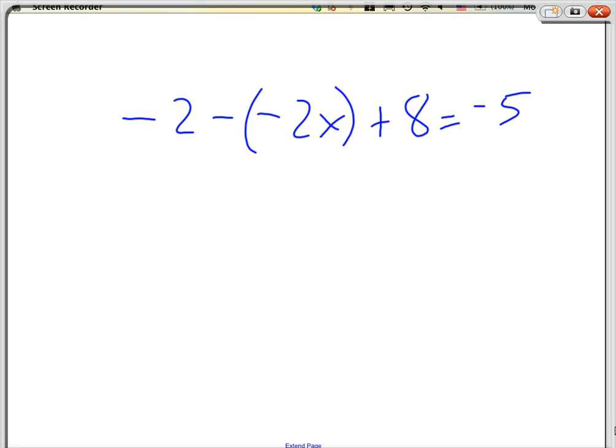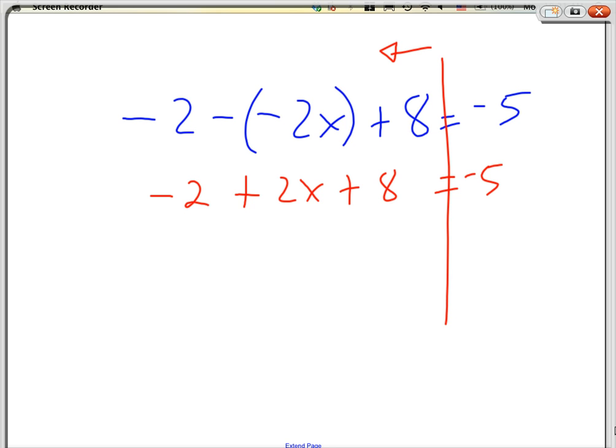So look at the left-hand side, right there. Is there anything here that we can actually clean up on the left-hand side? Yes, what is it? Change the negatives to a positive. Very good. Change both negatives into a positive, so I have -2 plus 2x now, plus 8. Still doesn't look as nice yet. Is there anything else we can do on the left-hand side?